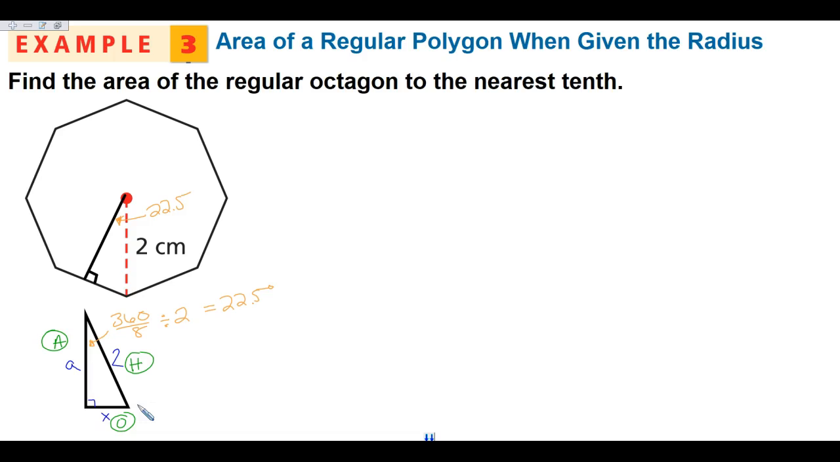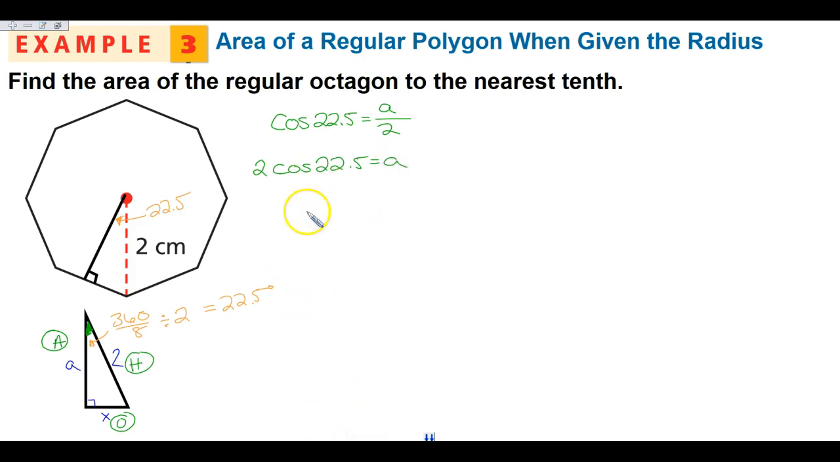All right, so when we're looking at finding the apothem, that is the adjacent side to this angle and the hypotenuse. Adjacent and hypotenuse is cosine. So I'm going to say that my cosine of 22.5 is equal to my adjacent side, which is my apothem, over my hypotenuse, which is 2. My apothem is in the numerator, so we're going to multiply both sides by 2. So this will be 2 times the cosine of 22.5 is equal to my apothem.